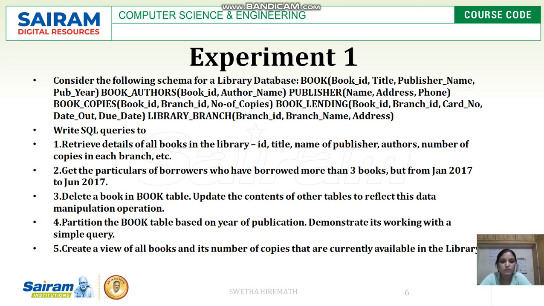There should be a database created with the name library. In that library database we have to create the tables. How many tables we need to create? Book. This book will consist of book ID, title, publisher name, and published year. These are the attributes which have to be included in the book table.